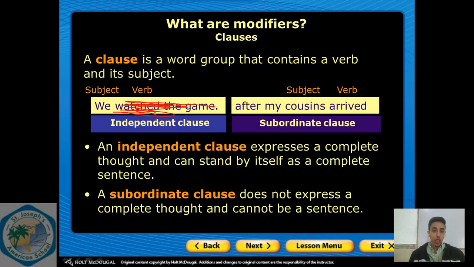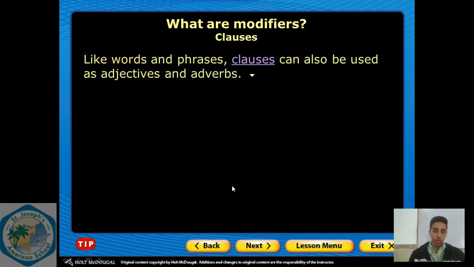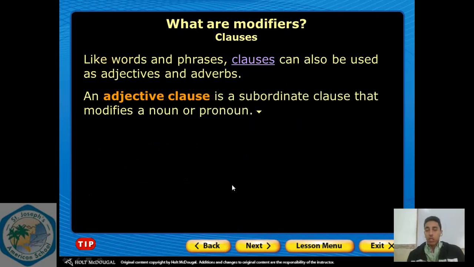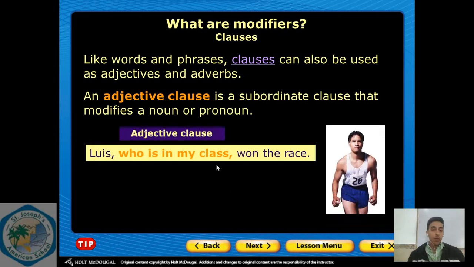Our main focus today is dependent or subordinate clauses, because they behave as modifiers. So let's get back and see how this works. The dependent clause, the subordinate clause, or the baby clause, is actually just two types: the adjective clause and the adverb clause. An adjective, of course, we know modifies a noun.